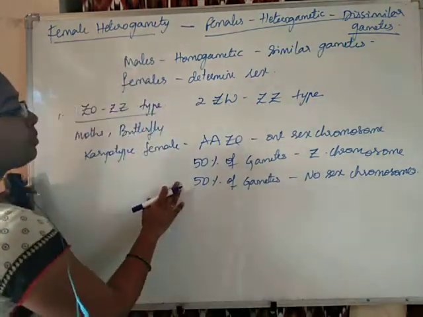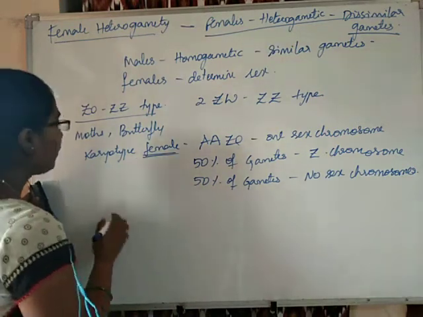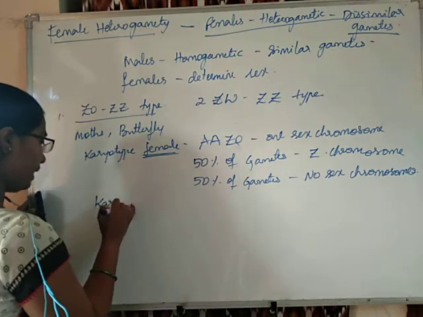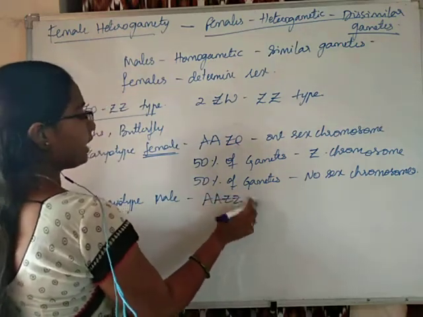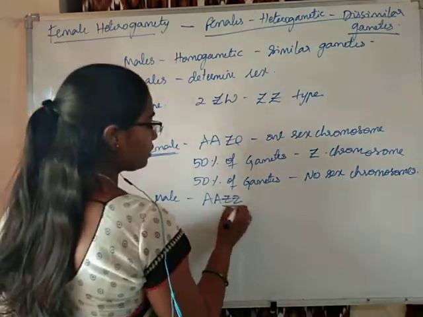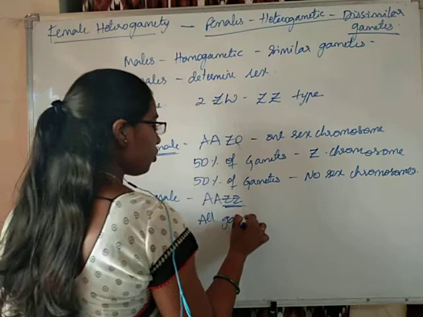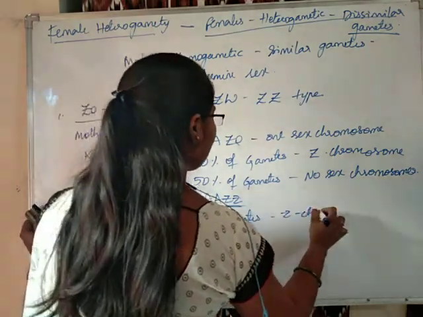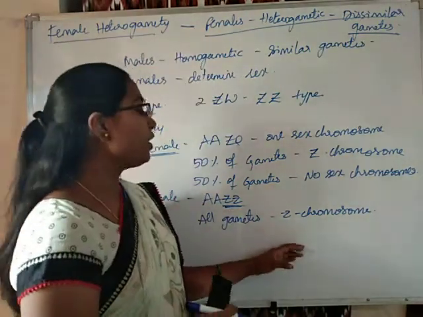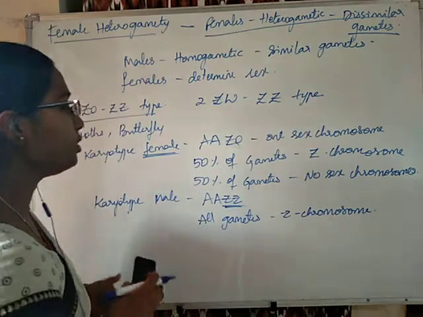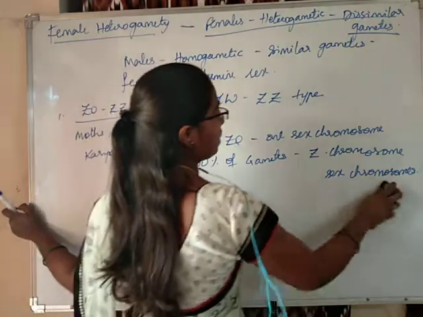Because females are producing two different types of gametes, female individuals decide the sex. Whereas the karyotype of the males would be AAZZ. Because there are two Z chromosomes in the male, all the gametes will contain the Z chromosome only. Now let us see how the cross between these two individuals works, and how they decide the sex.